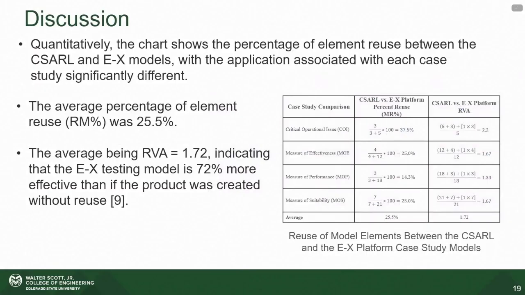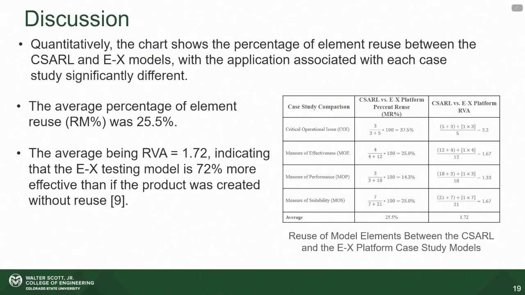This particular chart illustrates the calculated metrics used to assess reuse between the CSARL model and the EX platform models, specifically focusing on the MR% and the RVA. The average MR% between the 2 models was determined to be 25.5%, indicating that approximately 1/4 of the CSARL model artifacts were successfully reused in developing the EX model, despite the differences in the system, the complexity, and the mission scope. This demonstrates that even when the systems are not identical, meaningful reuse of MBSE artifacts is still achievable.